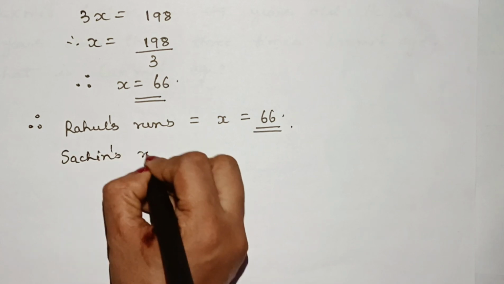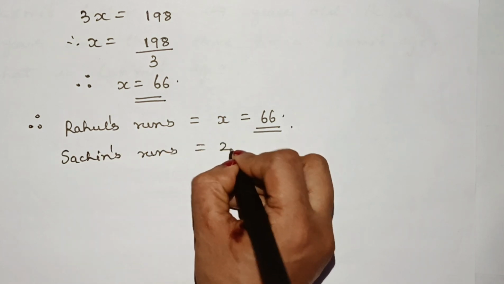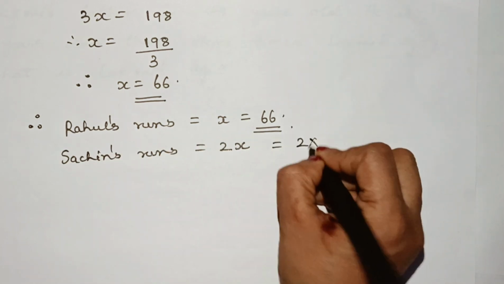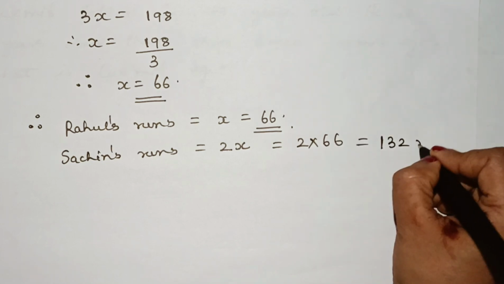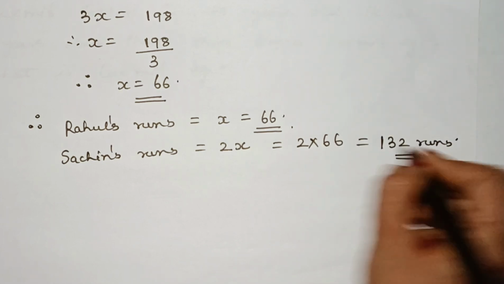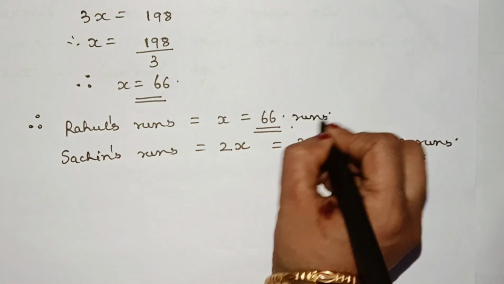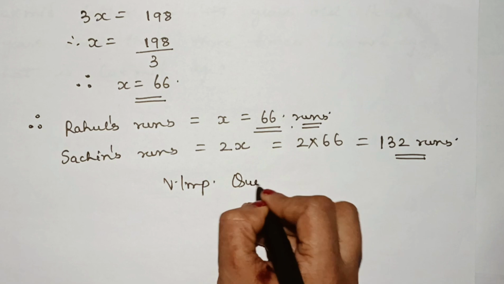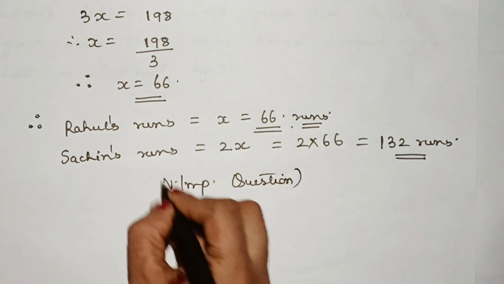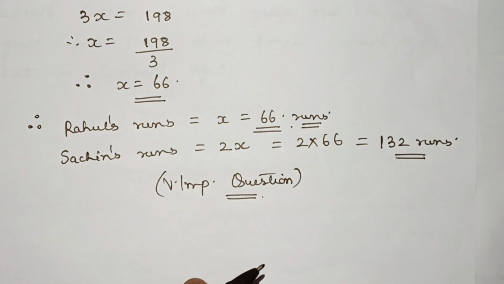Sachin's runs equals twice x, that is 2 into 66, that is 132 runs, and Rahul's runs are 66 runs. Very important question. Please practice. Any doubt, please clear the doubt. Okay, 132 runs. Now let's switch to the next question.